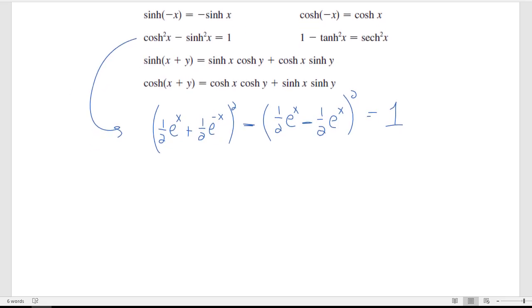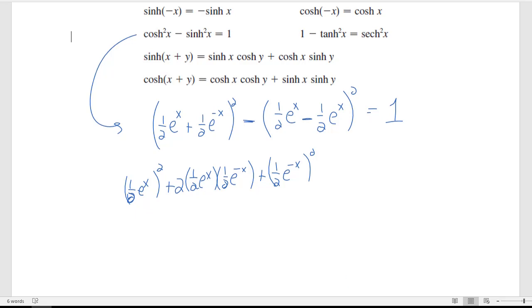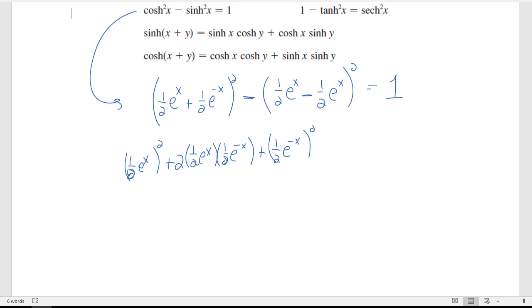So if I square the first expression, this is a binomial. When I square the first expression, I square the first number, 1/2 e to the x squared, and then I multiply these two and double, right? So multiply the 2 and double, and then I square the last. All right, so remember, this shortcut is that a plus b squared is a squared plus 2ab plus b squared. I'm just using that shortcut of squaring a binomial.